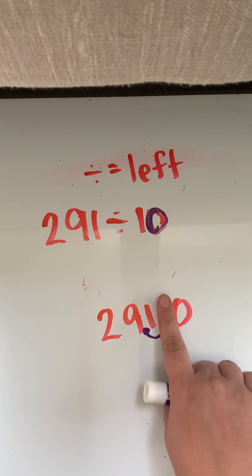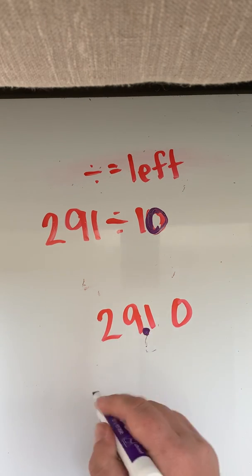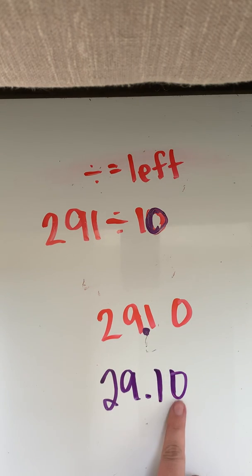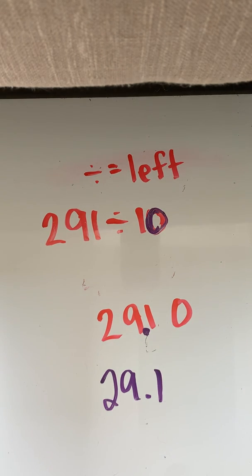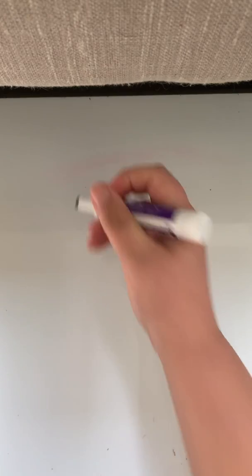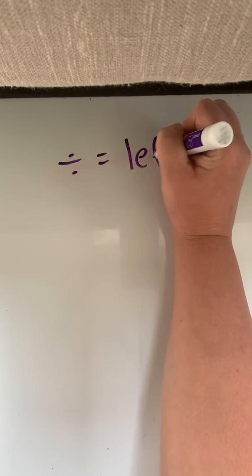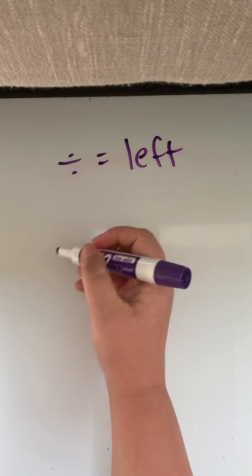All right, so now my new number is 29.10. Do I have to have that 0 there, guys? No, I don't have to. This is the same thing as this, okay? Make sure that you see that. All right, let's go ahead and do number 2. Ooh, I just erased my little cheat sheet up top. If I divide, I move my decimal to the left. Okay, good. Let's do number 2 together.